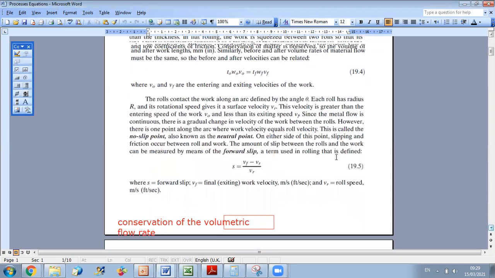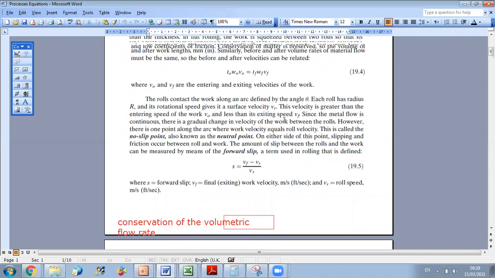Now, the rolls contact the work along an arc defined by the angle theta. Each roll has radius r, and its rotational speed gives it a surface velocity vr. This is the linear velocity. This velocity is greater than the entering speed of the work v0 and less than its exiting speed. Why do we have this condition? Because for the plate to pass through the rolls, I should have this condition.